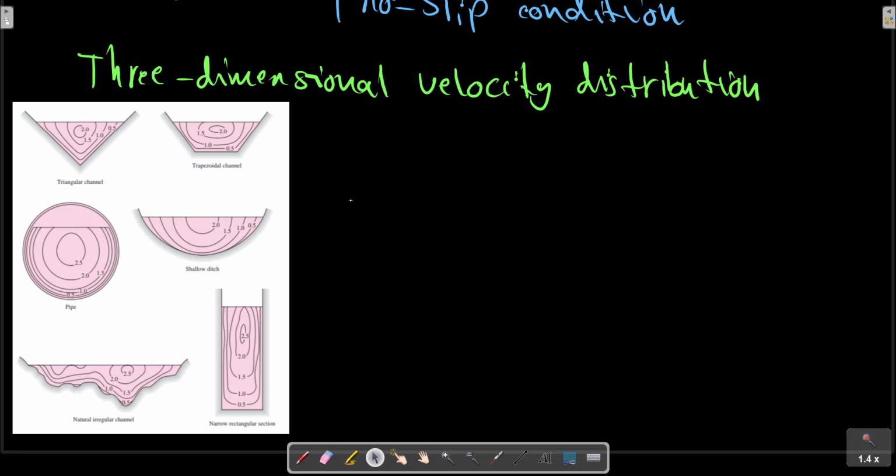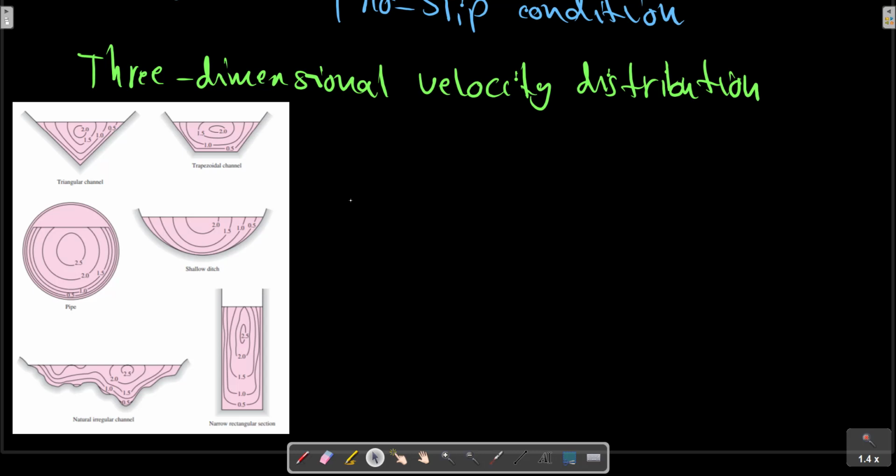If the channel curves or meanders, the secondary motion intensifies due to the centrifugal effect, with high velocity occurring near the outer radius of the bend. Curved channels, natural channels, are subject to strong bottom erosion and deposition effects.